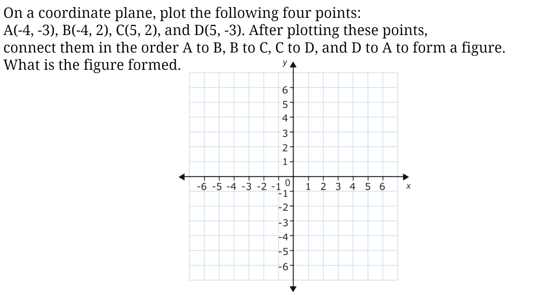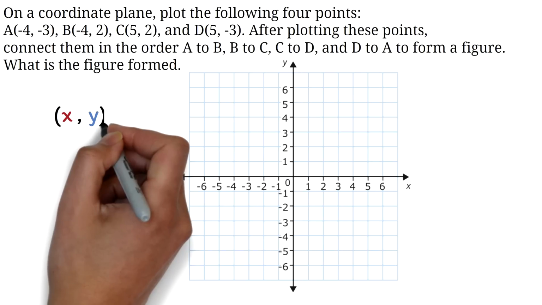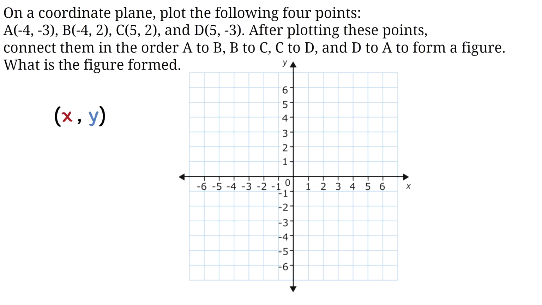To answer this question, you have to know how to plot points on the coordinate plane and also identify shapes. Let's start by plotting our points. We know that in point notation, the first value is your x value, and the second value is your y value. So for A, (-4, -3), the x value is -4, and the y value is -3. So this is our point.